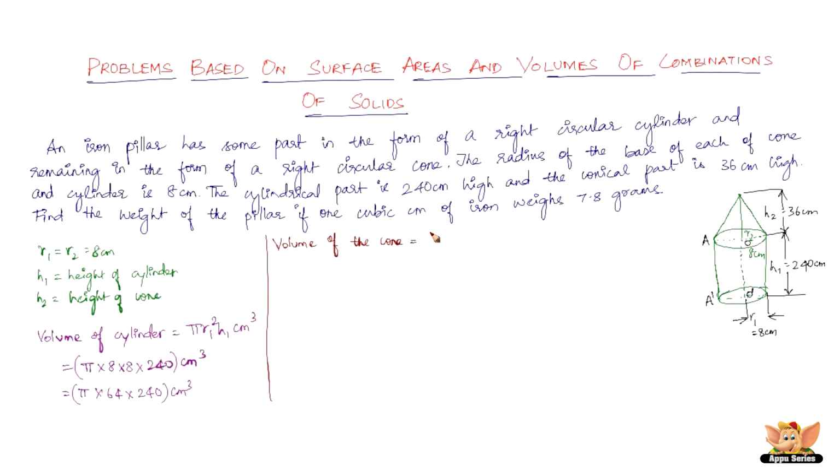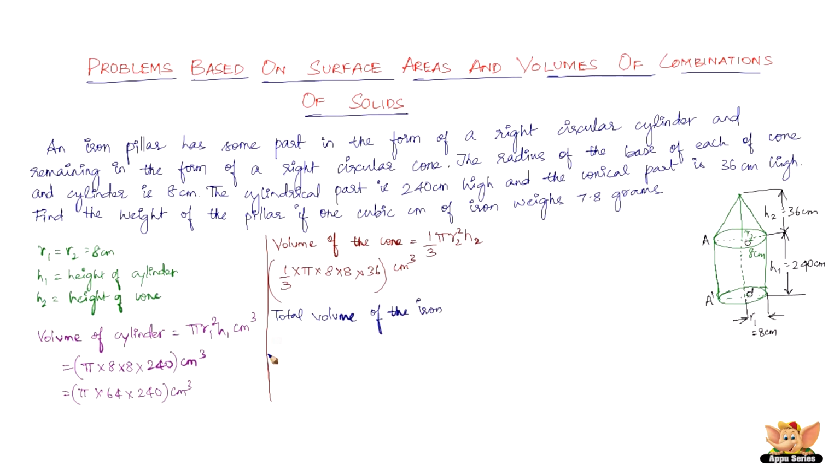So the volume of the cone is 1 by 3 pi r square h, right? In this case it is r2 square and the height is h2. It's not simply h. So let's substitute them all. The volume of the cone is 1 by 3 times pi times the radius is 8, so it's going to be r square, so 8 times 8 times h2 is 36 centimeters, so times 36, the whole centimeter cube, right? So now let us find the total volume of the iron.